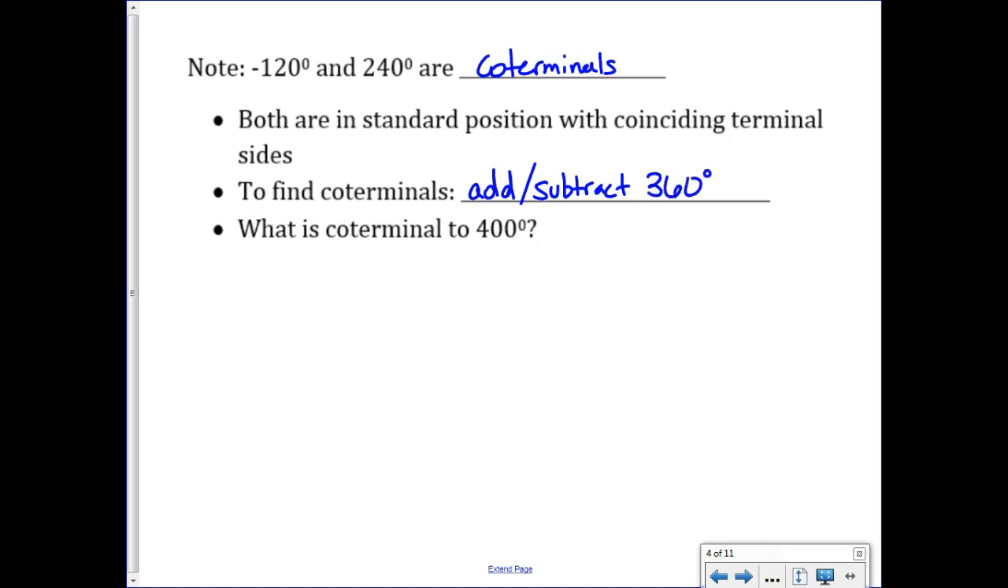So what is coterminal to 400 degrees? Well, we can subtract 360, so 40 degrees. We could add 360, so 760 degrees. We can keep adding 360 degrees or subtracting 360 degrees. So like negative 320 degrees would be another example if we subtracted another 360. So those options are infinite there.